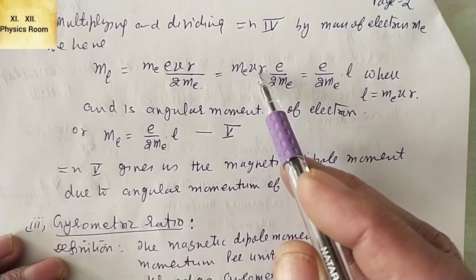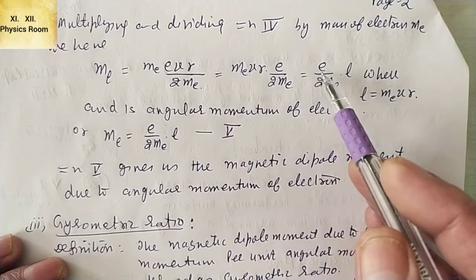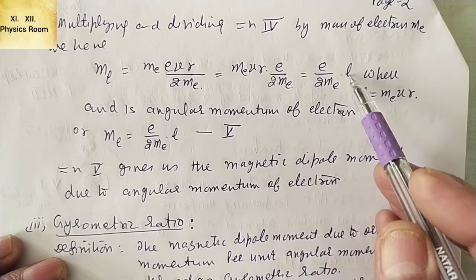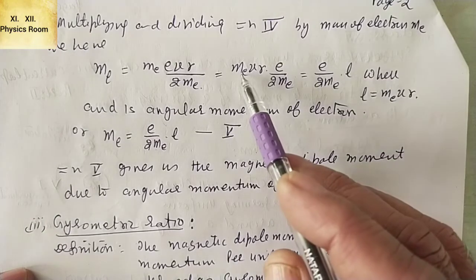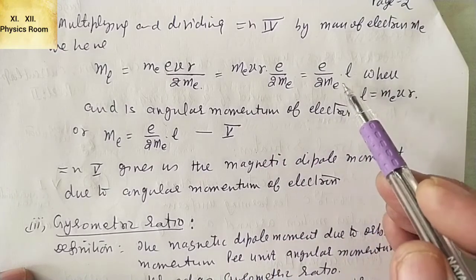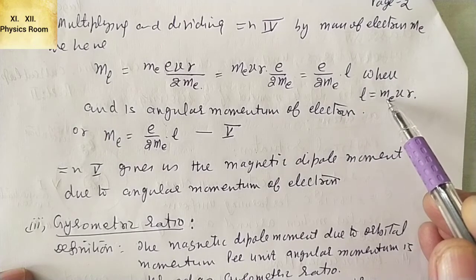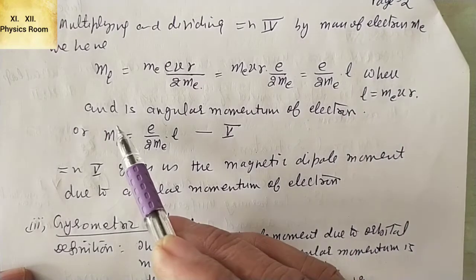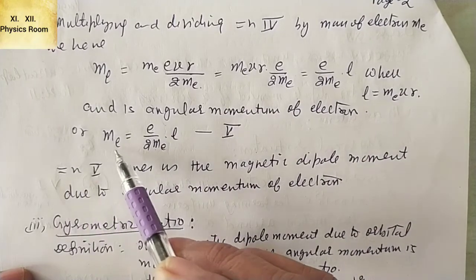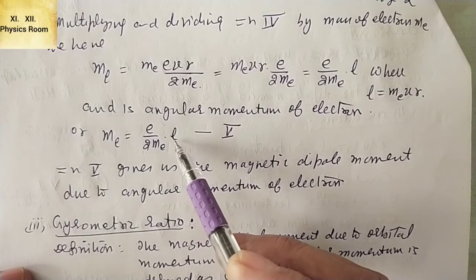Now, we separate e by 2 me, so it is equal to e by 2 me into mvr. mvr is L, the angular momentum. Angular momentum L is equal to mvr. We know this expression, so mvr we replace by angular momentum and e by 2 me as it is. Where L is equal to mvr and is the angular momentum of the electron, or we write ml is equal to e by 2 me into L.